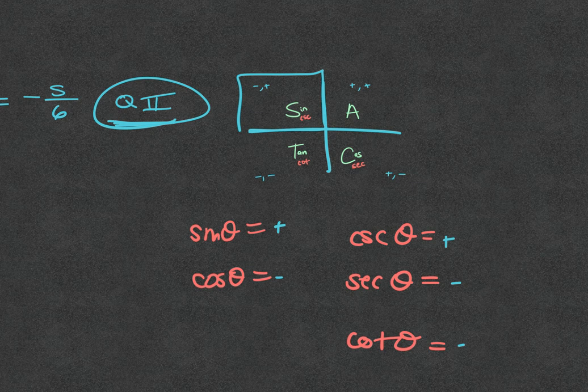What about if it was tangent? If it's tangent, it would be negative. Yeah, which is what they gave you, right? They gave you tangent and it's negative.